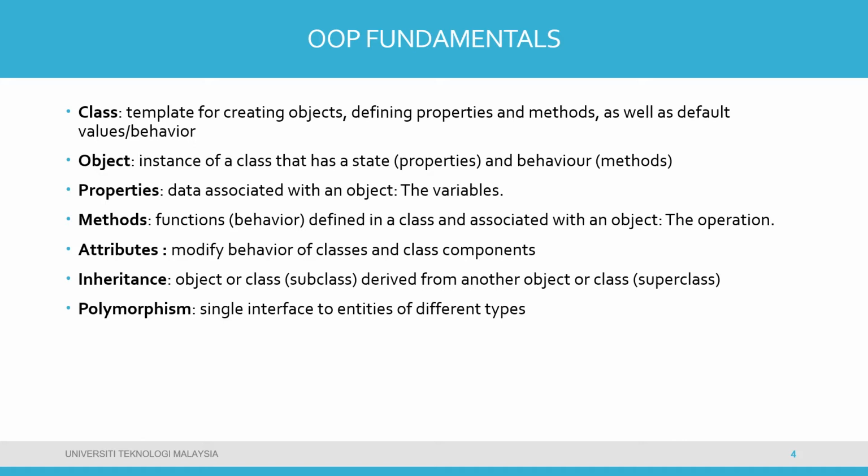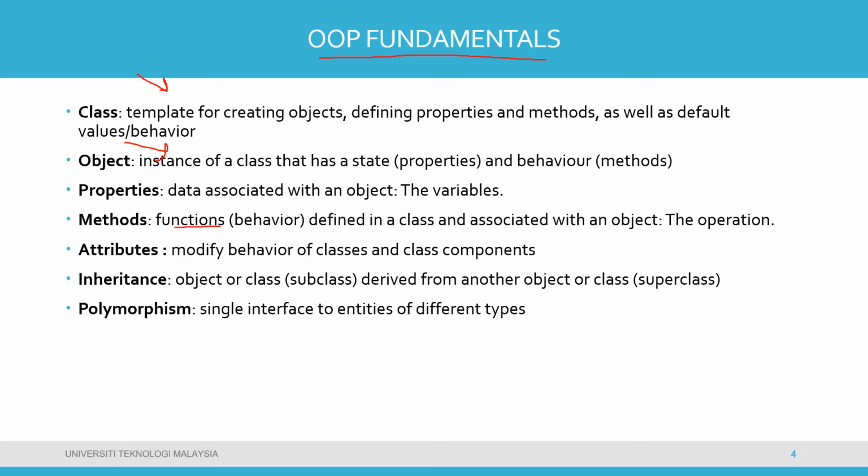So, object-oriented programming fundamentals. What is a class? A class is a template for creating objects, defining properties and methods, as well as default values and behavior. So that is a class. An object is an instance of a class that has state, properties, and behavior or methods.